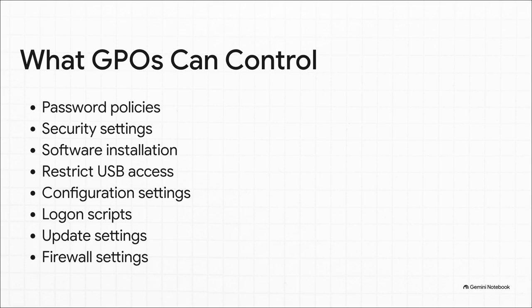On one hand, you've got serious security controls: enforcing password policies, locking down Windows security, and tightening firewall and network settings. Then, on the other hand, you've got user and system configurations: silently pushing out software, dictating Windows update schedules, running scripts, and, just like our earlier example, restricting access to things like the control panel or USB drives. It's an incredibly versatile toolkit.